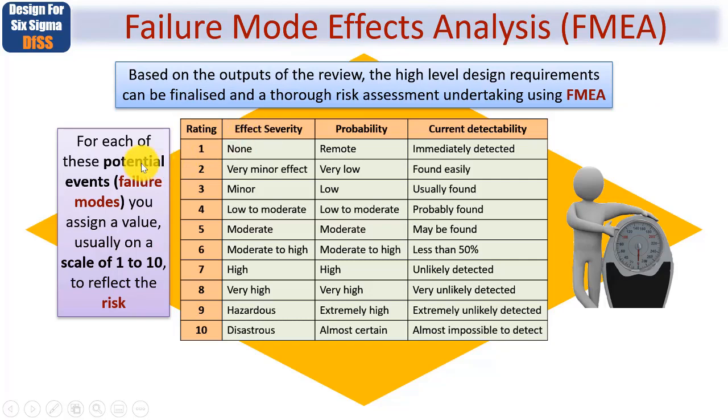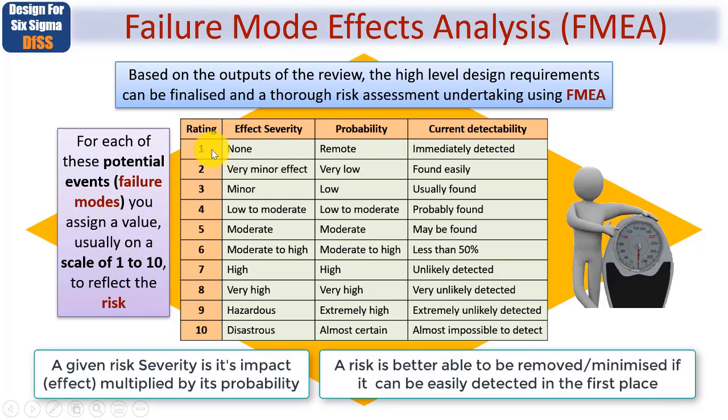So for each of these potential events, known as failure modes, hence the term, you assign a value, usually on a scale of 1 to 10 to reflect the level of risk. So this table shows you the way in which you define which value 1 to 10 for each. A rating of 1 would mean there's no effect on the severity, the probability of it happening is remote, and you could detect it immediately if it occurred.